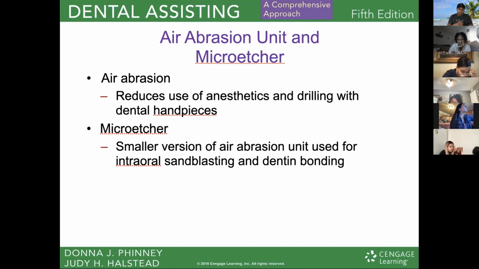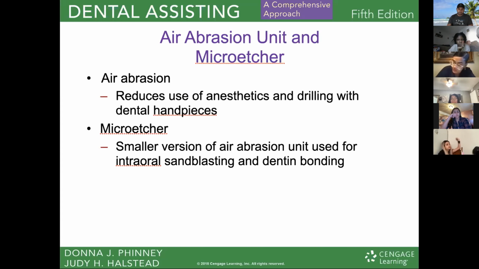So air abrasion units and micro etchers are sort of like little sandblasters. An air abrasion unit reduces the need for anesthetics and drilling with dental handpieces. So if somebody has a very tiny cavity, we can actually sandblast that mushy part of the tooth out of there to kind of open it up, and then we can fill cavities that way. But those have to be very, very small cavities. There can't be any healthy tooth structure in the way, which is kind of rare.